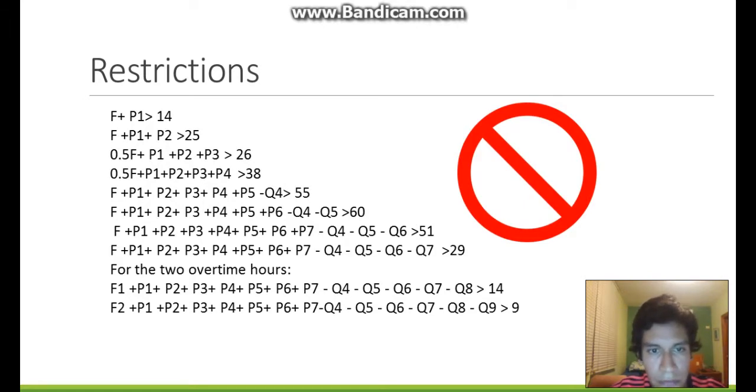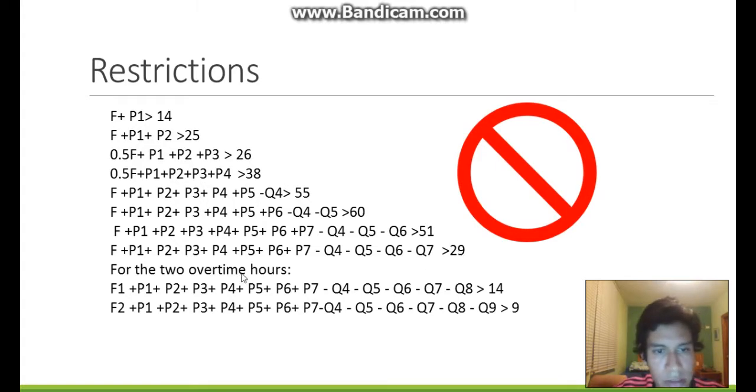The next restrictions are F plus P1, 2, 3, 4, 5 minus Q4 must be greater than or equal to 55. The next one is F plus P1, 2, 3, 4, 5, 6 minus Q4, Q5 must be greater than or equal to 60. F plus P1 through P7 minus Q4, 5 and 6 must be greater than or equal to 51. F plus P1 through P7 minus Q4, 5, 6 and 7 must be greater than or equal to 29.